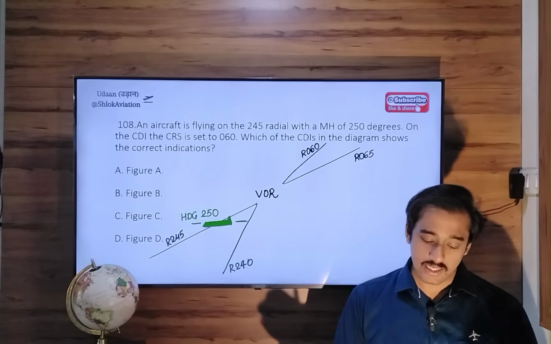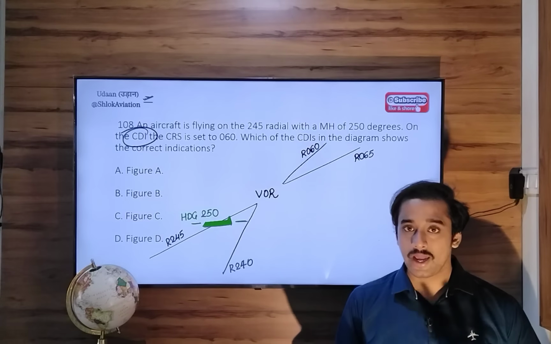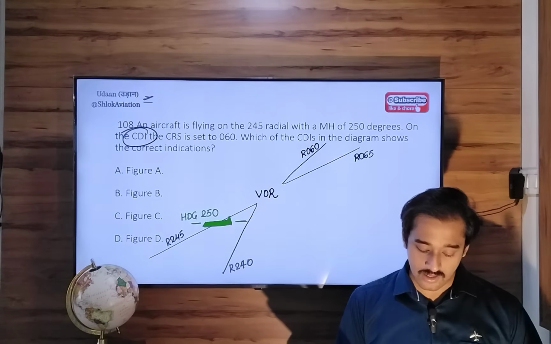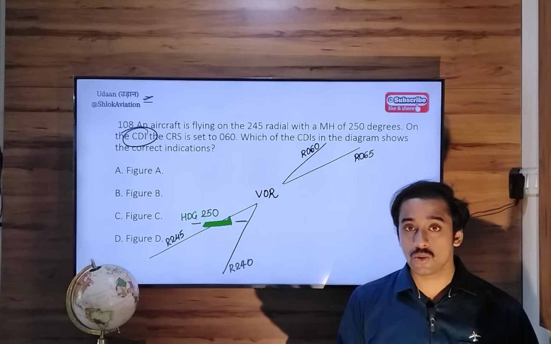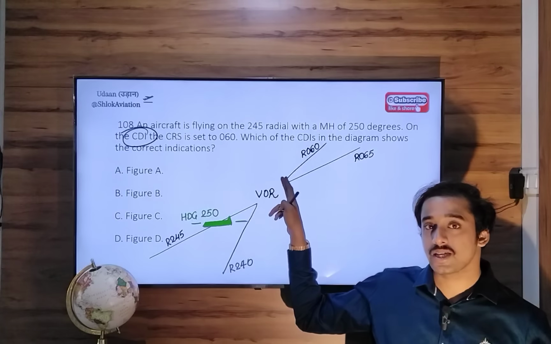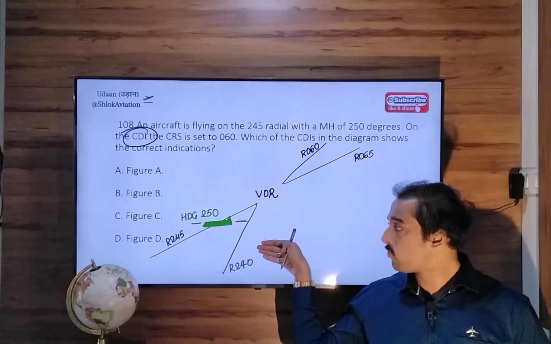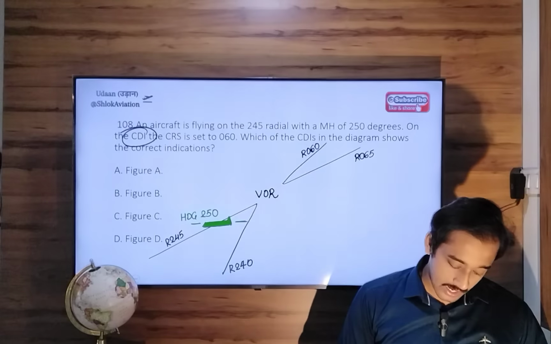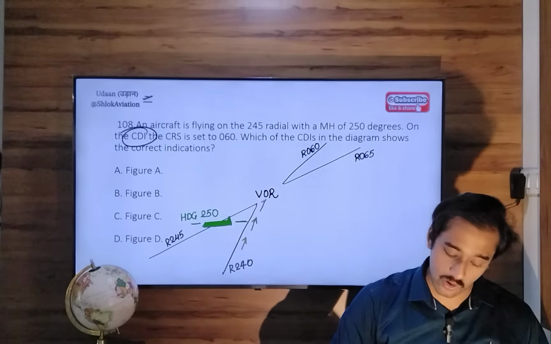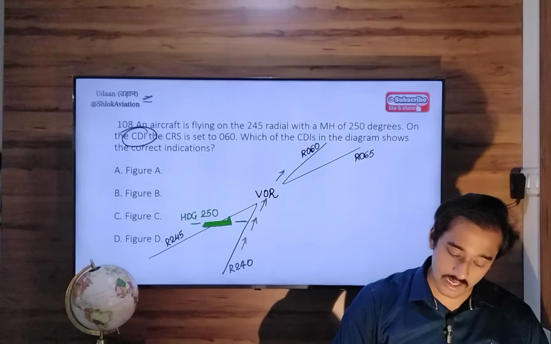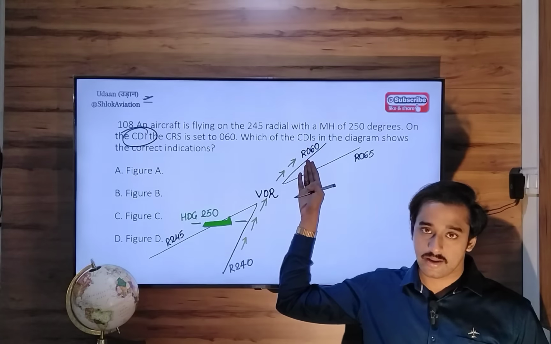Now this is a case of CDI, not HSI, so you have to ignore the heading of the aircraft. Your aircraft is now located on radial 245. It has to go on to radial 060. Now to go to radial 060, it will have to track radial 240 inbound. So it will track this radial 240 inbound like this, overfly the VOR station. After overflying, it will transition on to the next radial, which is radial 060, automatically.